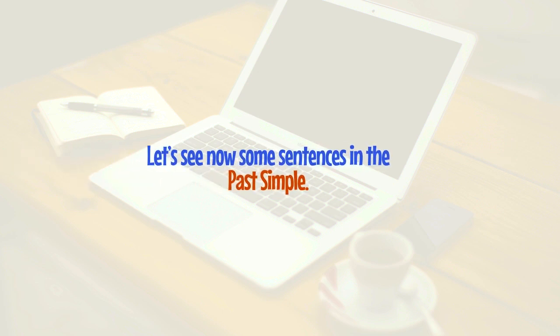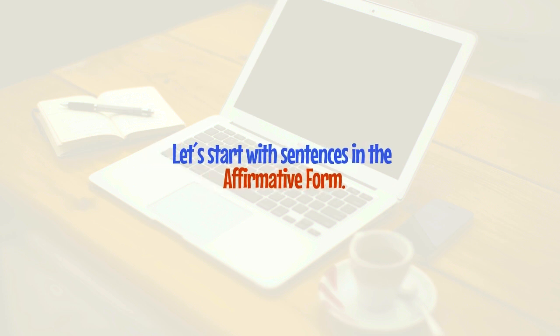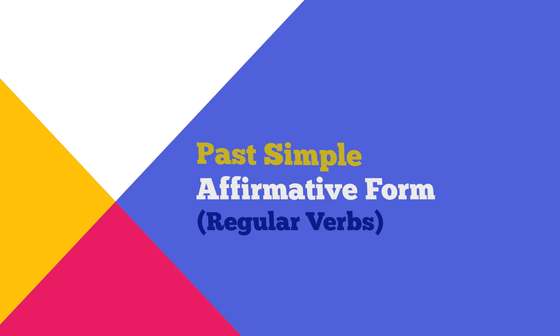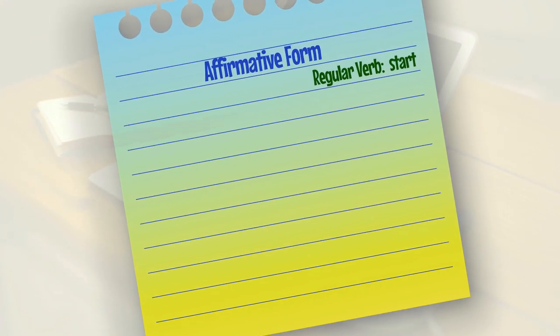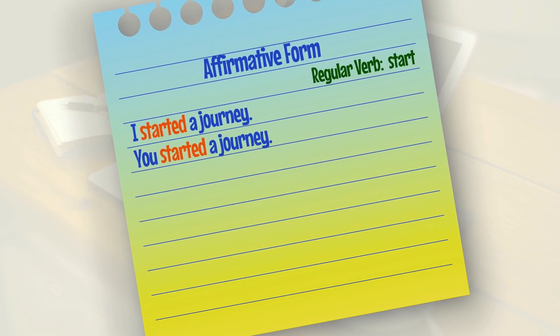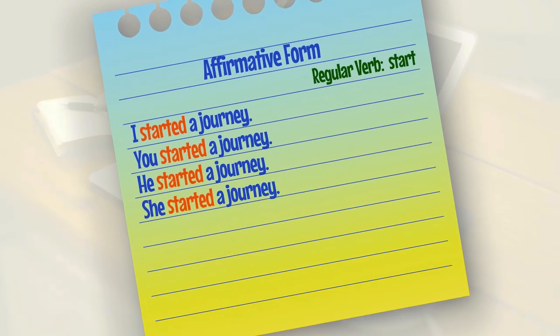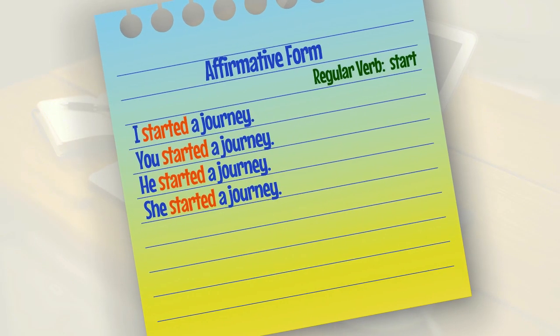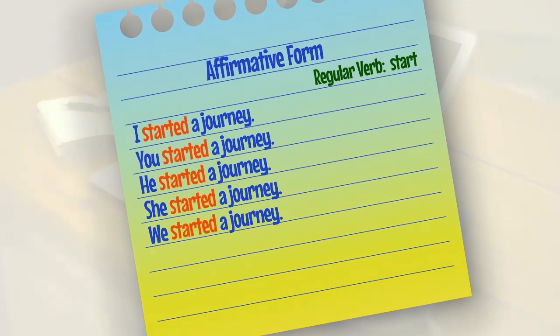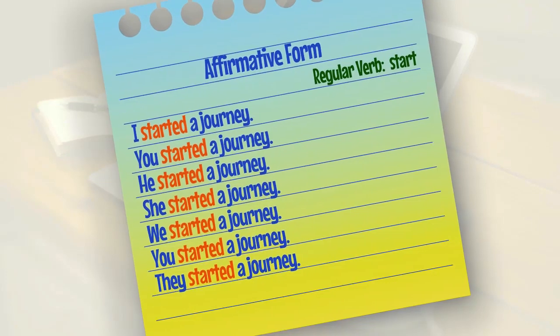Let's see now some sentences in the past simple. Let's start with sentences in the affirmative form. I started a journey. You started a journey. He started a journey. She started a journey. We started a journey. You started a journey. They started a journey.